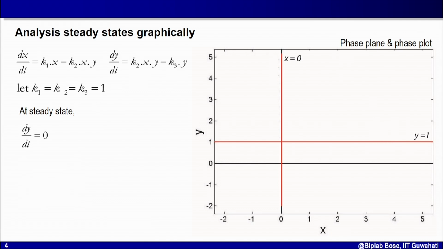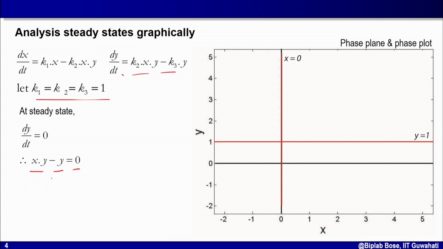Now let us do the same thing for the second ODE. As you remember, in steady state both the derivatives have to be 0. So I put dy dt equal to 0. That means from the second ODE I get x into y minus y is equal to 0. The parameters k1, k2, k3 are 1, so my life is easy. So I get the relation x into y minus y is equal to 0.